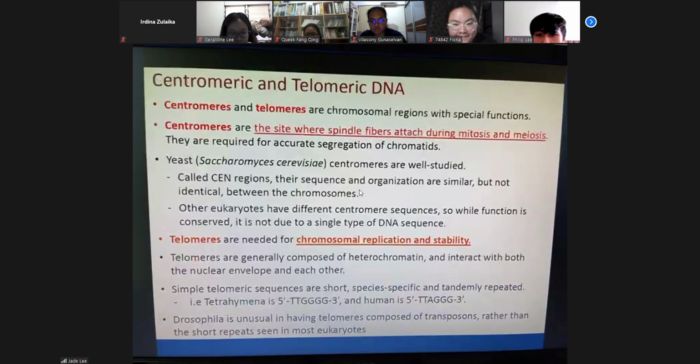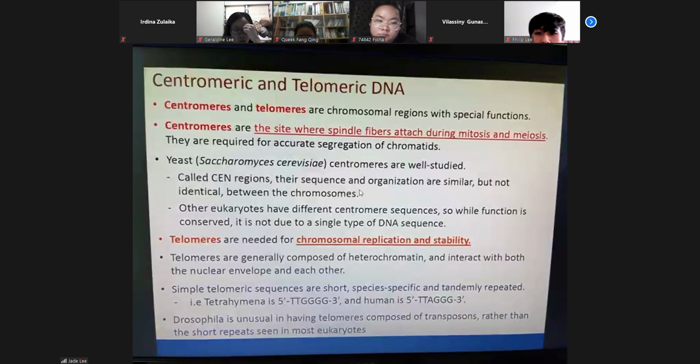Okay? So, apa tu centromeric dengan telomeric DNA? Okay? Centromere and telomeres are the chromosomal regions with special function. So, centromere basically is the site where the spindle fibers attach during mitosis and meiosis, and they are required for accurate segregation of the chromatids. Okay, because chromatids dia akan membahagi semasa mitosis dengan meiosis. So itu tempat di mana dia kena bahagi dengan sangat accurate.